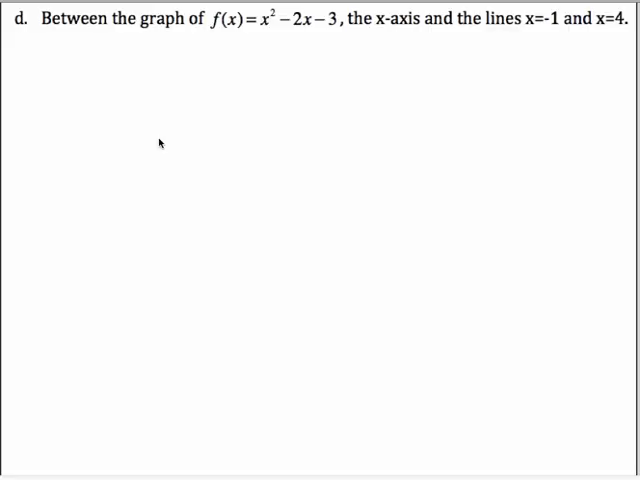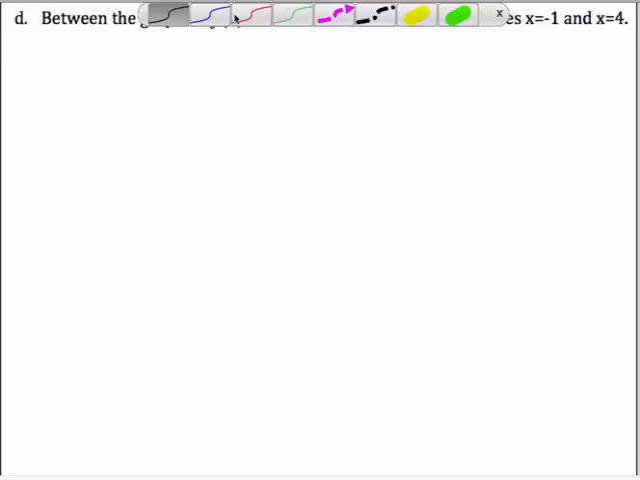Okay, here are some of the questions that were asked during class today. So it says between the graph of f of x is equal to x squared minus 2x minus 3 and the x-axis and the line x equals negative 1 and 4. So let's graph that first.